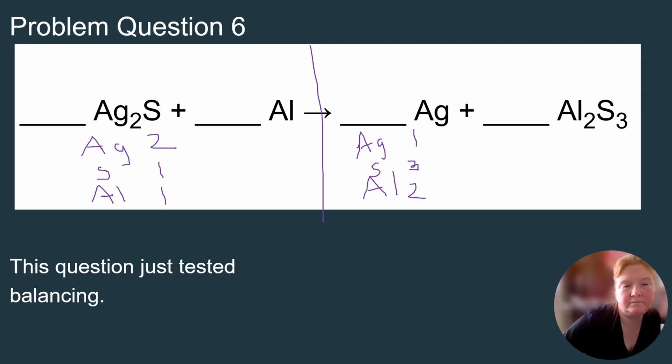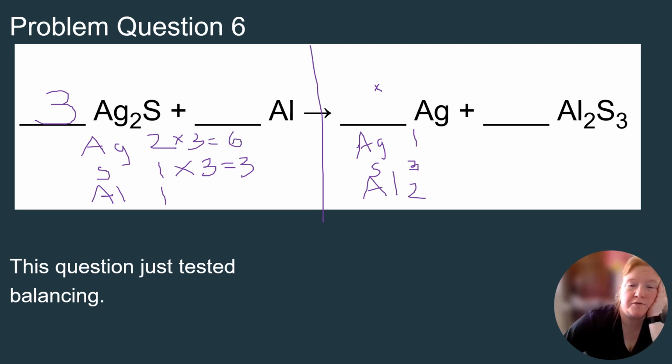Okay, well, nothing really is balanced at the moment, right? So how do I want to approach it? Well, if I try to balance Ag first, all I would do is put a 2 right here. That doesn't really help anything else, right? So let's try the sulfur next. So a 3 is here. So that would multiply sulfur times 3, which would give me 3. Perfect. But this 3 gets distributed, so the Ag is also multiplied by 3, which gives me 6.